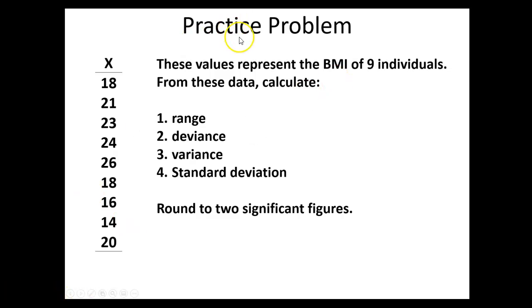So now that we've done this, we can work on a practice problem. Now, you have a set of data. You have 18, 21, 23, 24, 26, 18, 16, 14, 20. Now, this data is not organized. It's not in a specific order. So let's say that these values represent the BMI of 9 people. From this data, you're going to calculate the range, the deviance, the variance, and the standard deviation. When you do that, you'll round to 2 significant figures.